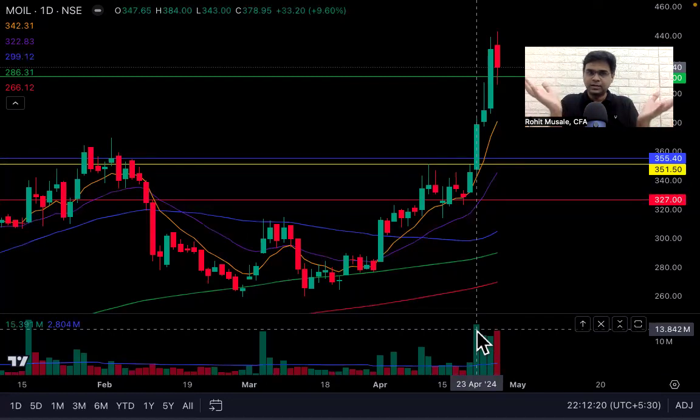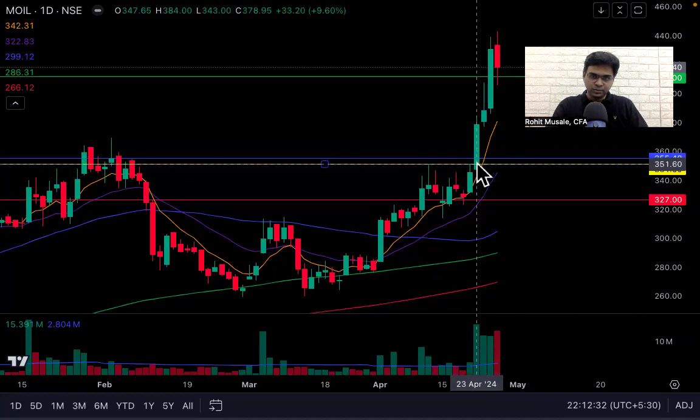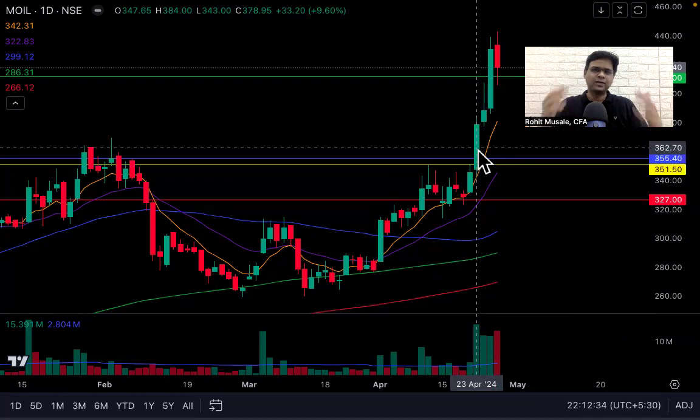This is not some retail traders buying the stock. Okay. Institutions are accumulating the stock. So when the volume is very high, the big money is buying the stock. Plus, the stock closed above my buy point and the yellow line. So why should I sell? There is no reason to sell.